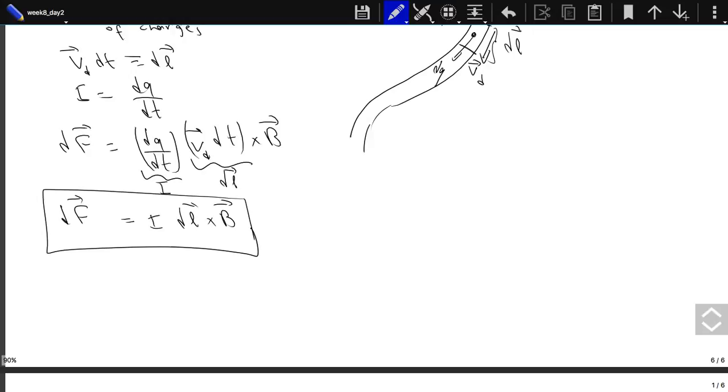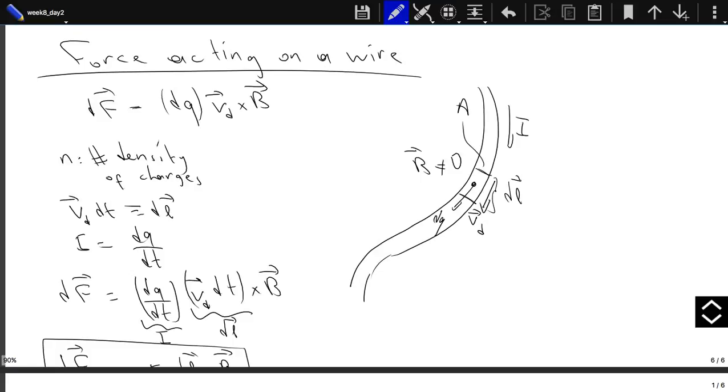So what we assumed is we take a current carrying wire, which can have an arbitrary shape. We just considered a very small segment of the wire. This is the force acting on this very small segment of the wire. I is the current running through my wire, it's the same everywhere. And this dl is the length of this segment. B is the magnetic field at that point.